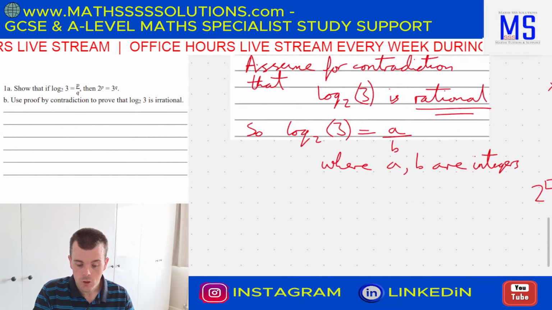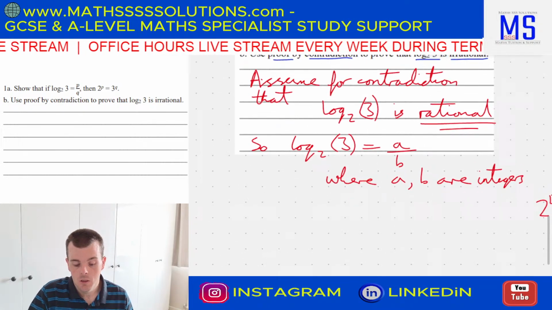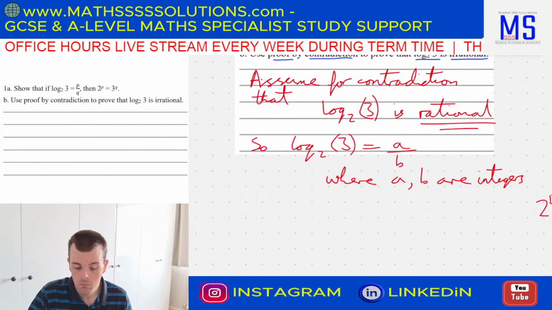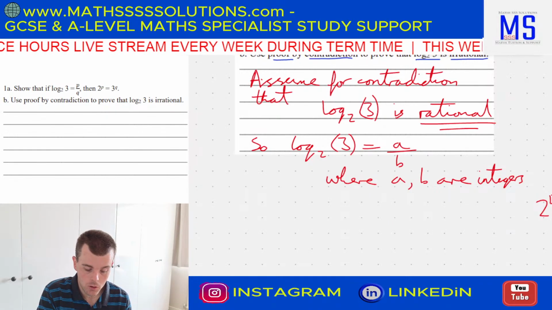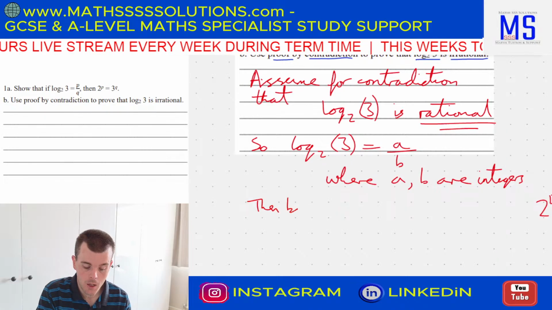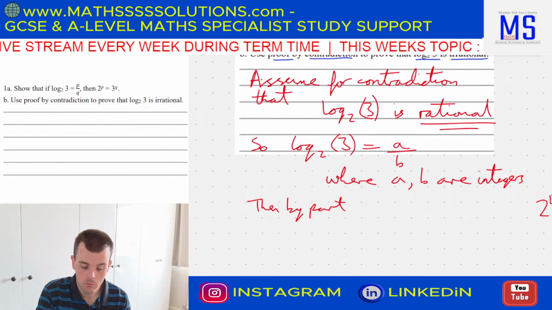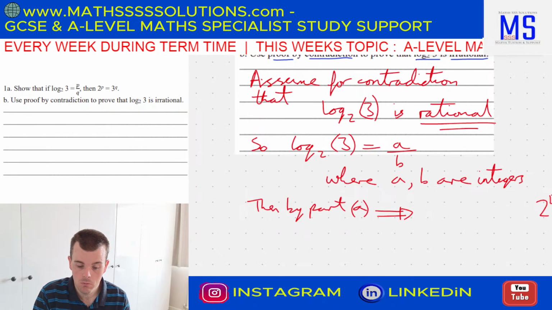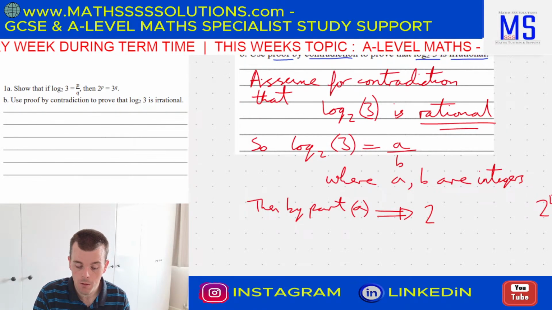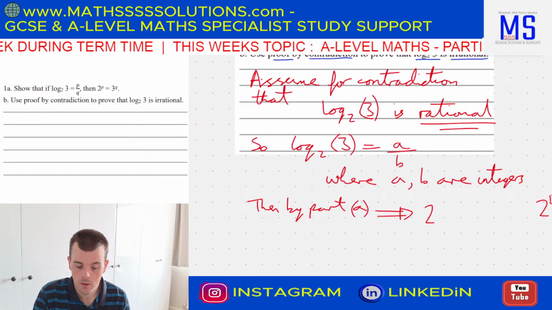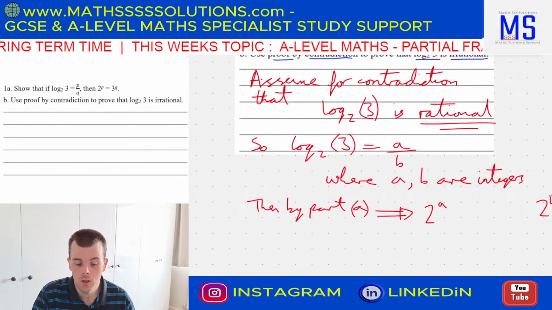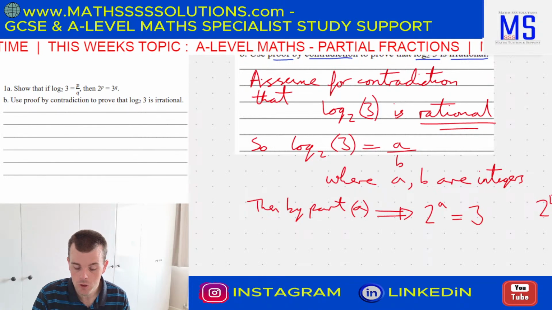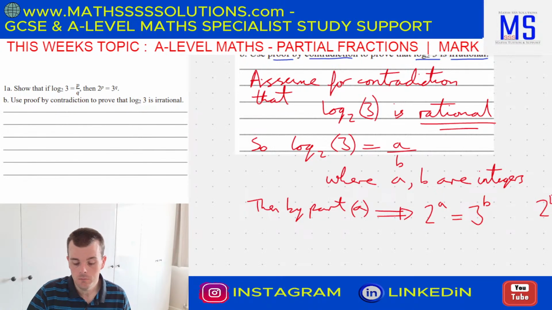Right. So the idea is, because this statement says log base 2 of 3 equals A over B, you could then put, by part A, this implies 2 to the power A, because P was the numerator, so 2 to the power A equals 3 to the power of B.